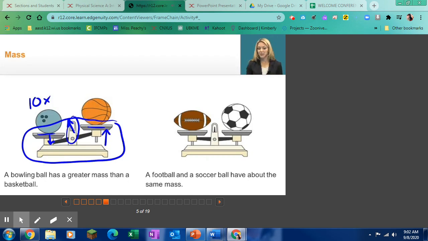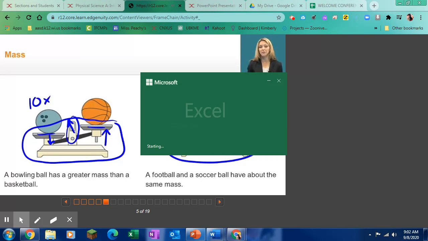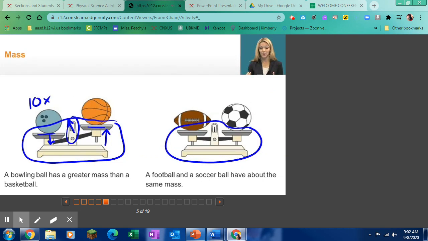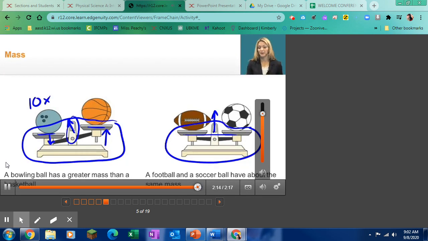In the next picture, you can see the same balance being used. And here we're comparing two different objects that have completely different shapes. So we have a football and a soccer ball. Now, in this case, it looks like they're about the same amount of mass because the pans are level and the pointer is pointing directly straight up. So the football and the soccer ball have about the same amount of mass.